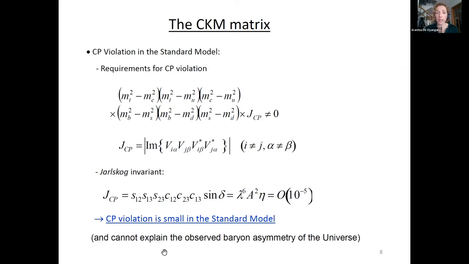The CP violation in the standard model is coming from this constraint here. I'm not going to talk too much about it, I'm not going to give the details, but you have to believe it. Here you have the Jarlskog invariant, which you can express in terms of the different parameters. At the end you have this expression here, and it is of order 10 to the minus 5, which means that the CP violation, according to what we have, is small in the standard model. And it cannot explain the observed baryon asymmetry of the universe. We will be talking more about it in a couple of days, and I'm sure you are going to hear a lot about it also in these sessions.